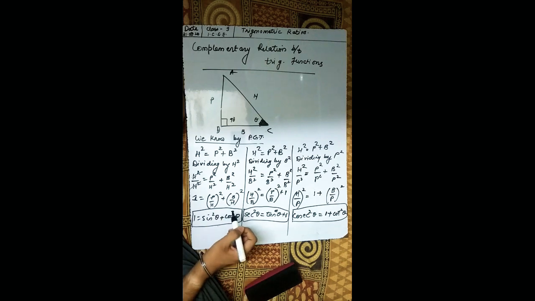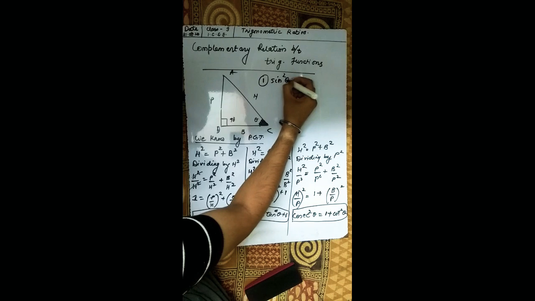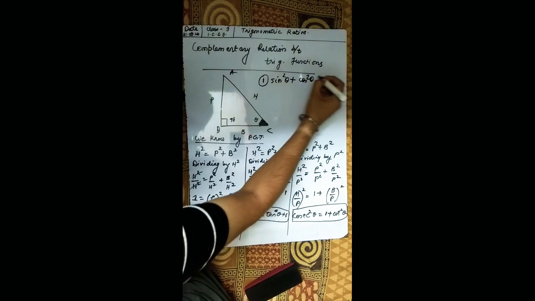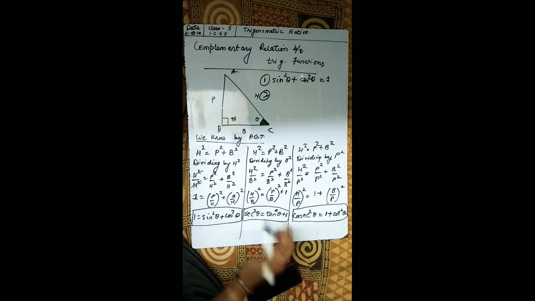This is square, this is also square. Can we write p upon h the whole square plus, similarly, b upon h the whole square? We know p upon h is sine, so it will be sine square theta, and b upon h is cos, so it will be cos square theta. So the very first relation says sine square theta plus cos square theta is always equal to 1. Okay, then let us come to the next identity.